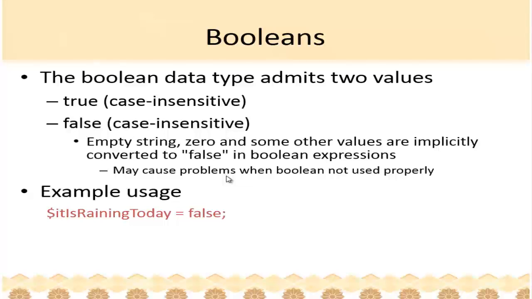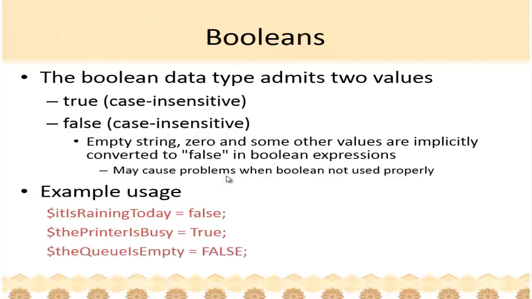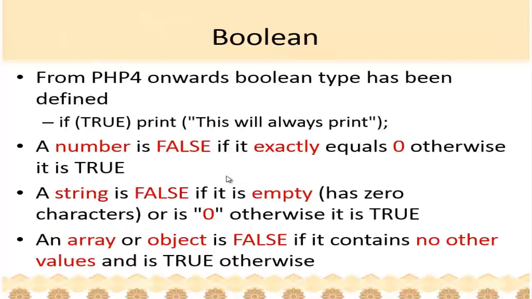So, an example of usage: you just assign a value without the double quotes, and it could be all caps, all small case, or mixed. These are a few things that you must understand. If you just say if and type true, it is automatically considered to be true. There are no double quotes in between, you must understand that. And if the number is false, it's exactly equal to 0. If it is true, it is 1. You've already seen that. A string is false if it is an empty string or it is 0. Objects and arrays are false if they are not pointing to anything.